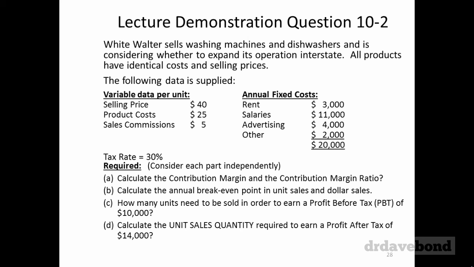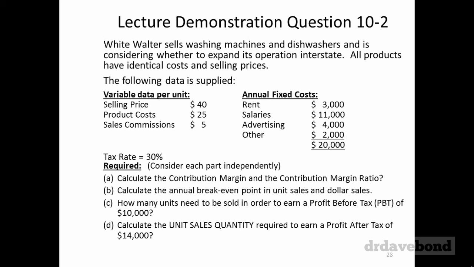Selling price of $40. So we've got a dishwasher and what is it? Walter White. I don't think Walter White sells dishwashers and washing machines, although he was laundering some things. He was laundering things at some point.